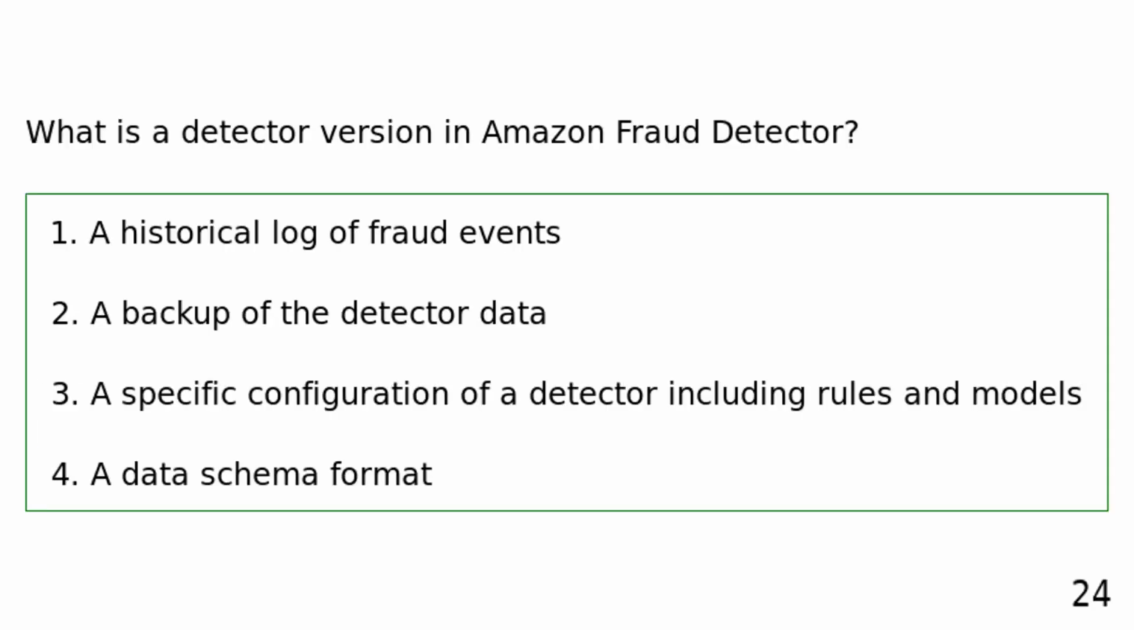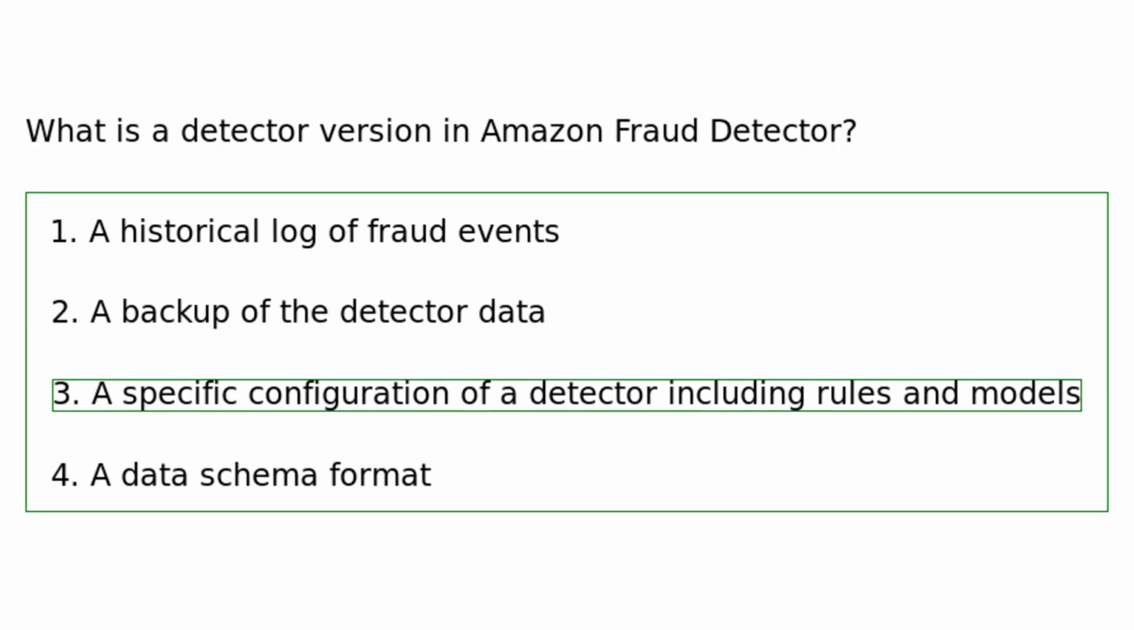What is a detector version in Amazon Fraud Detector? A historical log of fraud events. A backup of the detector data. A specific configuration of a detector including rules and models. A data schema format. A detector version is a specific configuration of a detector, including the rules and models used to evaluate events.